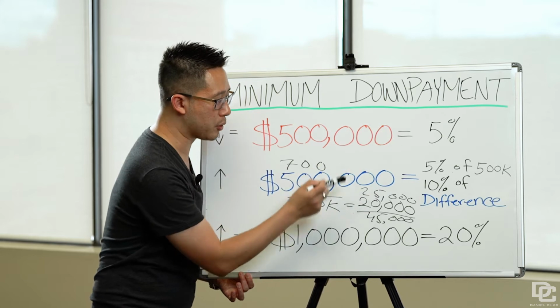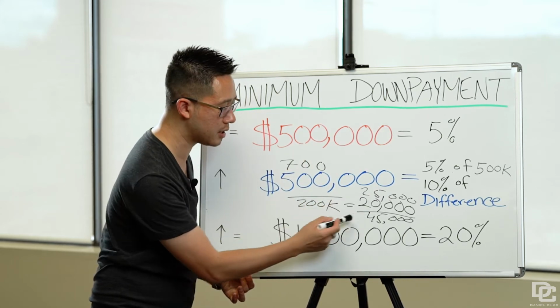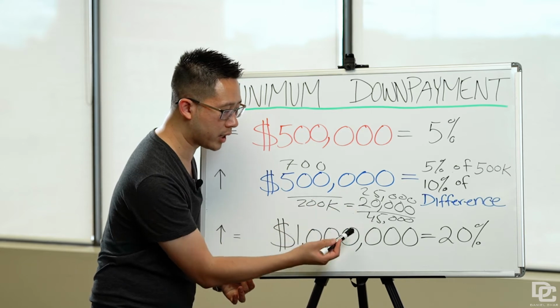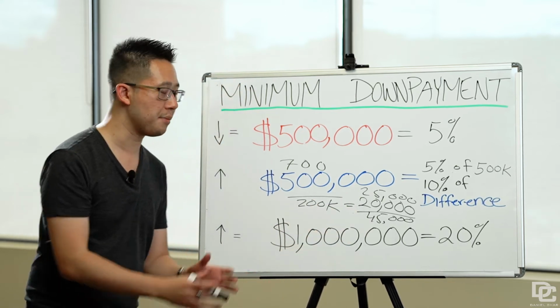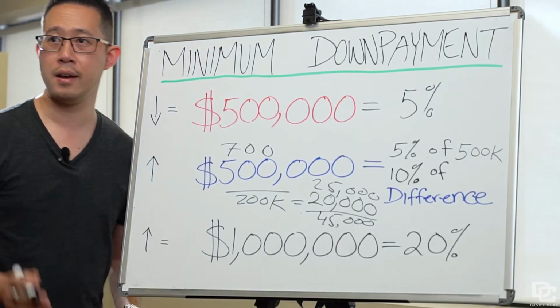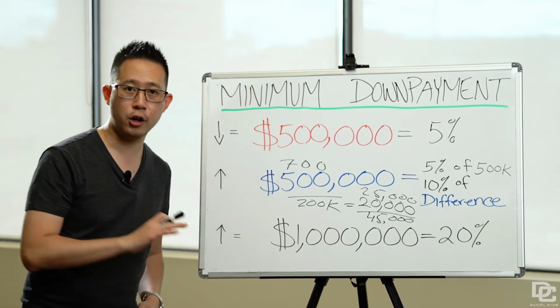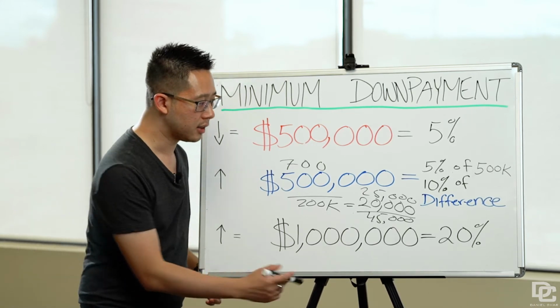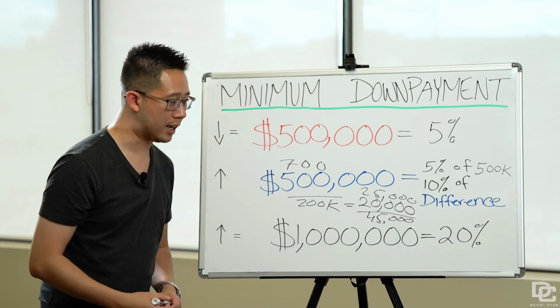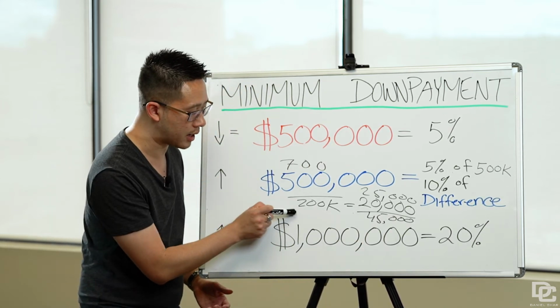That is 5% of 500K, the first rule. Second rule is 10% of the difference. 25,000 plus 20,000 equals 45 grand. That is the minimum down payment you need to buy something for 700. All right, now what if you hit $1 million? No ifs, ands, or buts. You need 20%. So as long as you stay $1 under $1 million, you can apply this second rule.